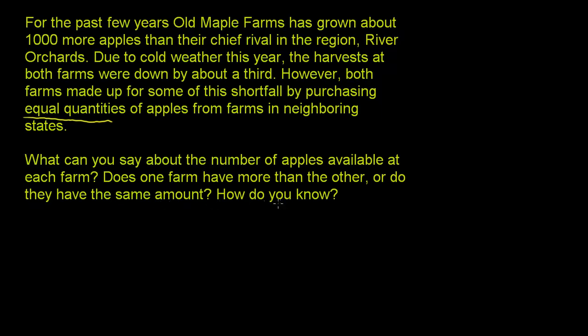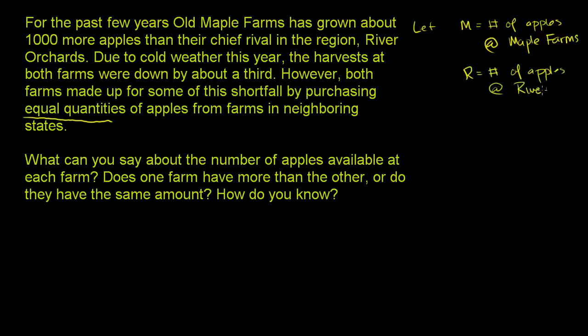How do I know? So let's define some variables here. Let M be equal to the number of apples at Maple Farms. And then who's the other guy? River Orchards. So let R be equal to the number of apples at River Orchards.